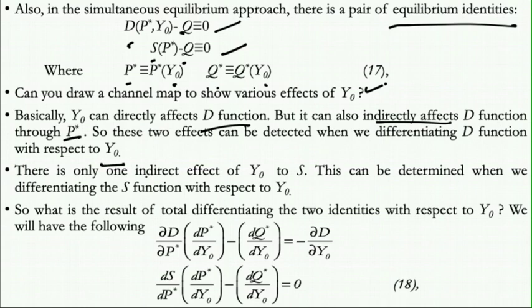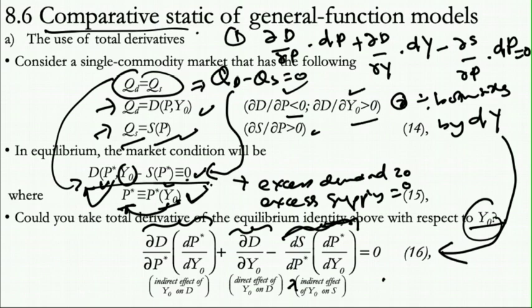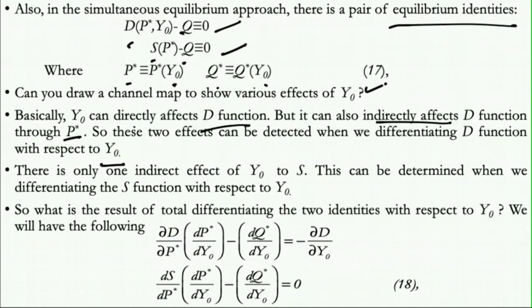These two effects can be detected when we differentiate the D function with respect to Y naught. So if you want to know whether a certain variable affects a dependent variable directly or indirectly, then you can do this kind of total differentiation or total derivative method here. Now there is only one indirect effect of Y on S, or supply. This can be determined when we differentiate the S function with respect to Y. I have shown you earlier. So what is the result of totally differentiating the two identities with respect to Y naught? We will have the following.